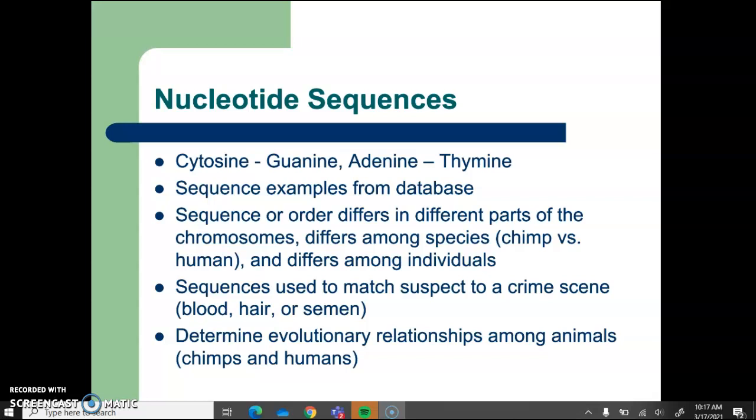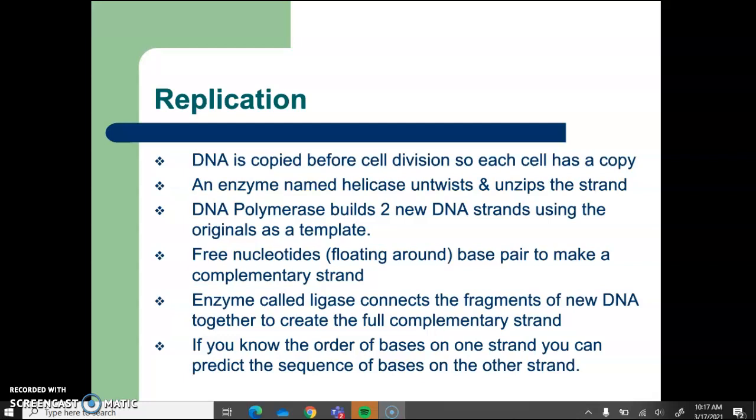It's also a way that we are able to use when investigating crimes. We're able to identify people based on their DNA in their blood, hair, and semen. And we already mentioned the evolutionary relationships. All right, last thing I'm going to talk about, guys, is replication. You guys won't need to know too much about it, but basically DNA goes through what we call semi-conservative replication.